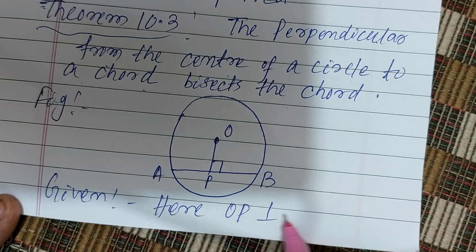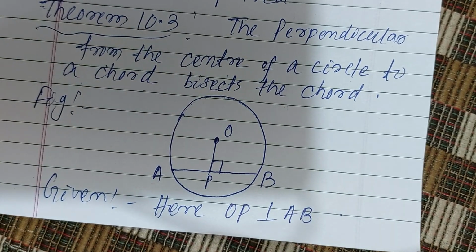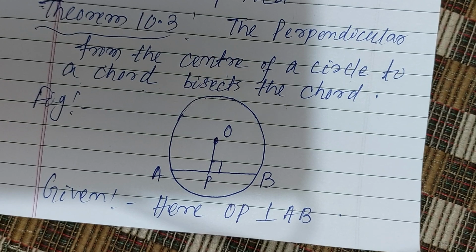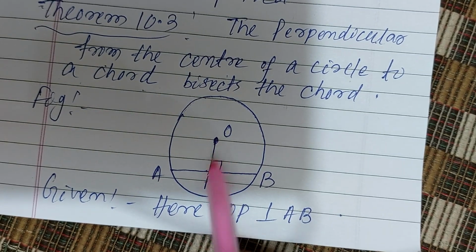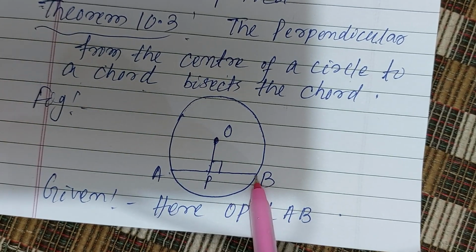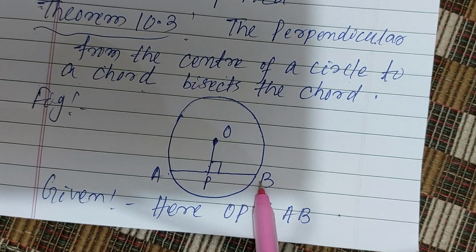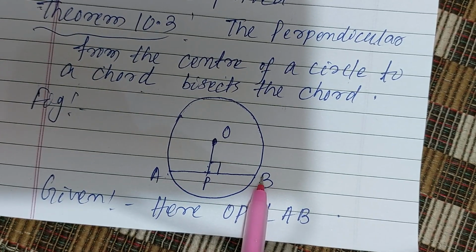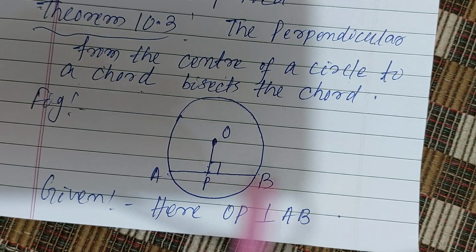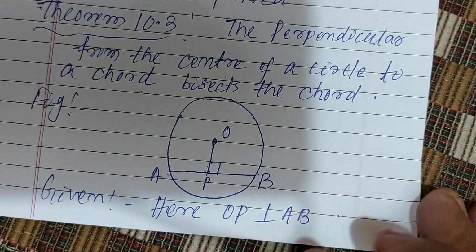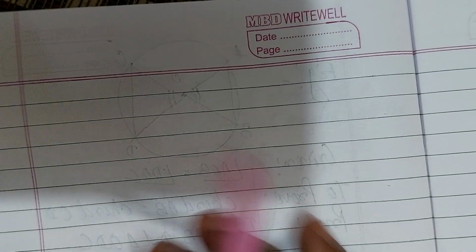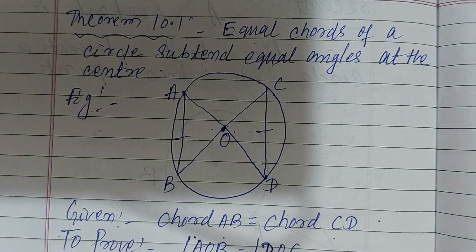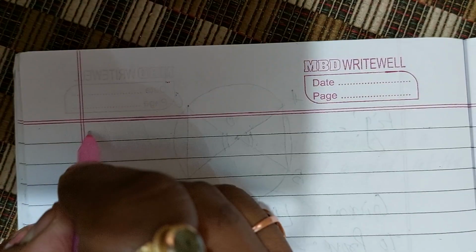OP is perpendicular to the chord AB. And what do we prove? The perpendicular OP drawn on the chord AB bisects the chord. That means P is the midpoint of AB, that is AP is equal to BP. We have to prove it, right? So look here, students. This is the given condition. Now to prove.